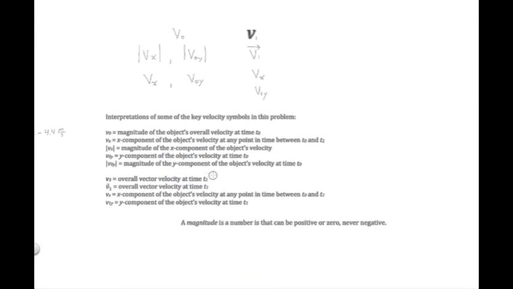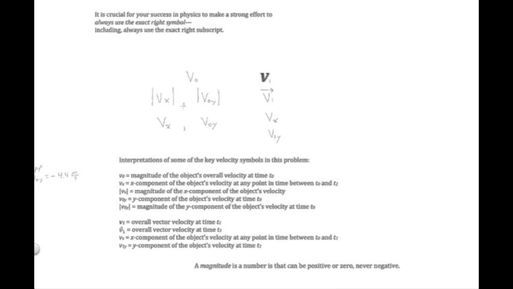Okay, so this is a good illustration of this point that I'm making. It's crucial for your success in physics to make a strong effort to always use the exact right symbol, but it's also really hard. It's really hard, right? Look at how many different symbols we had just for velocity on this problem.